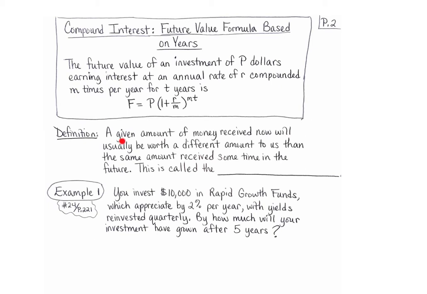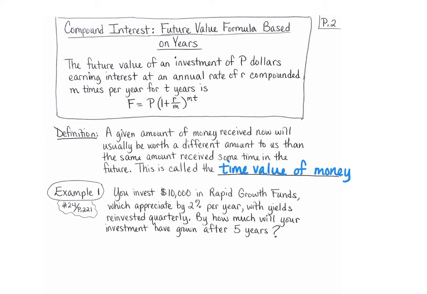A given amount of money received now will usually be worth a different amount to us than the same amount received sometime in the future. This is called the time value of money.